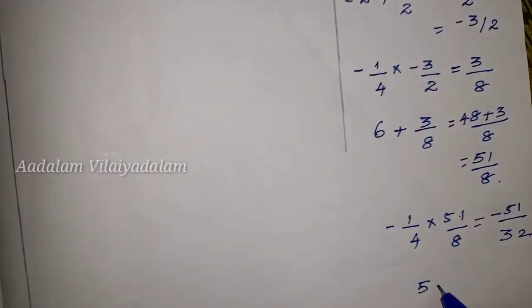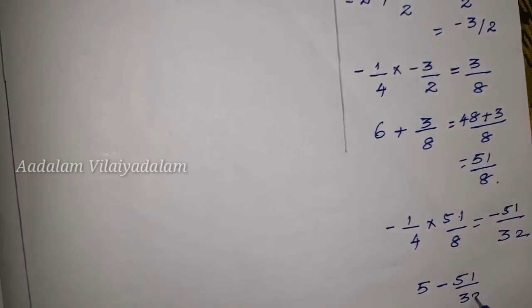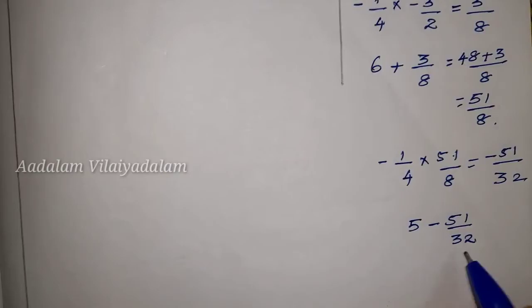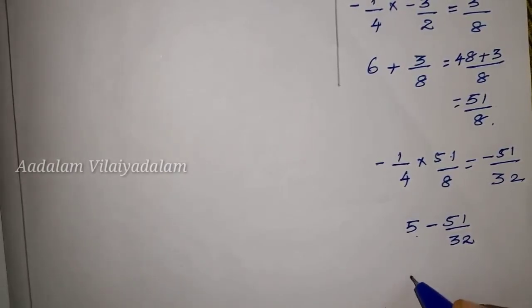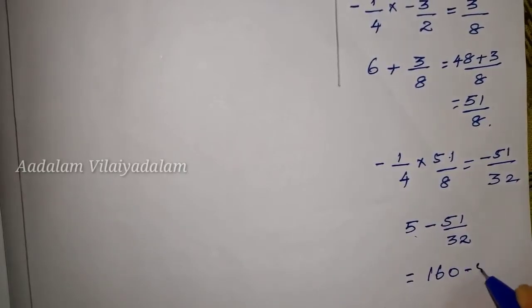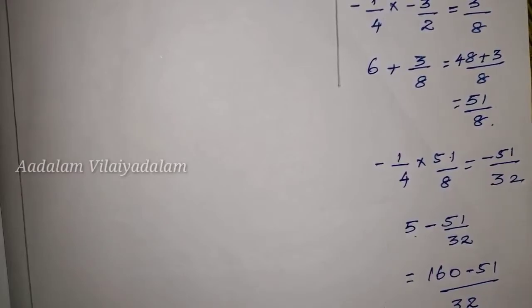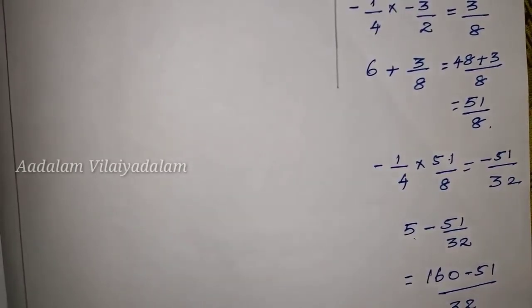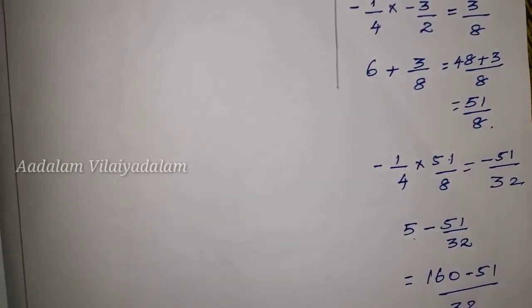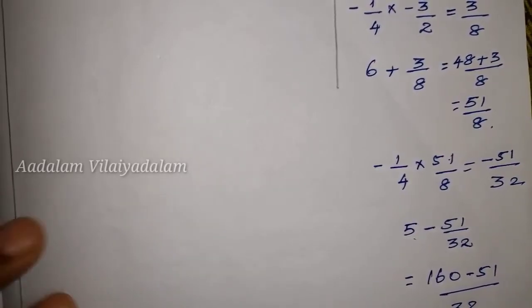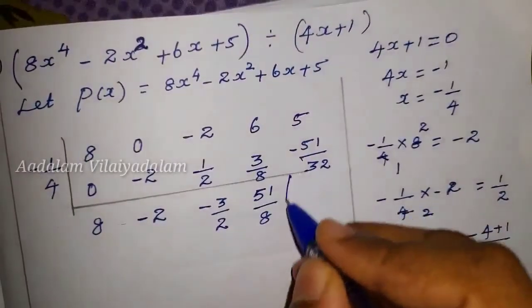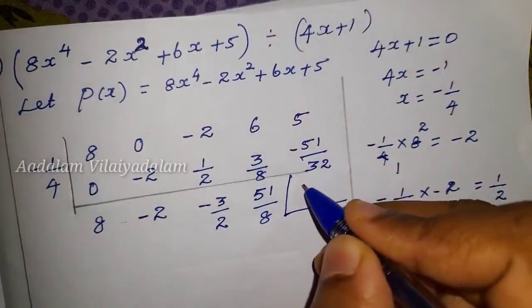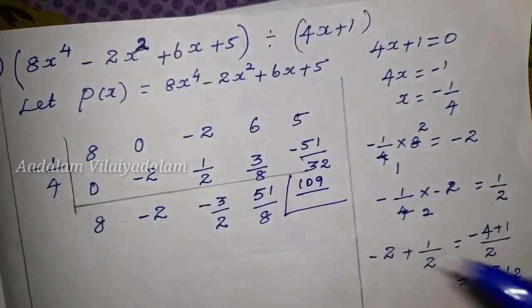Now add the terms 5 plus minus 51 by 32. So here also cross multiply. So 5 into 32, the answer is 160 minus 51 divided by 32. So 160 minus 51, the answer is 109 divided by 32. So the last remainder value is 109 divided by 32.